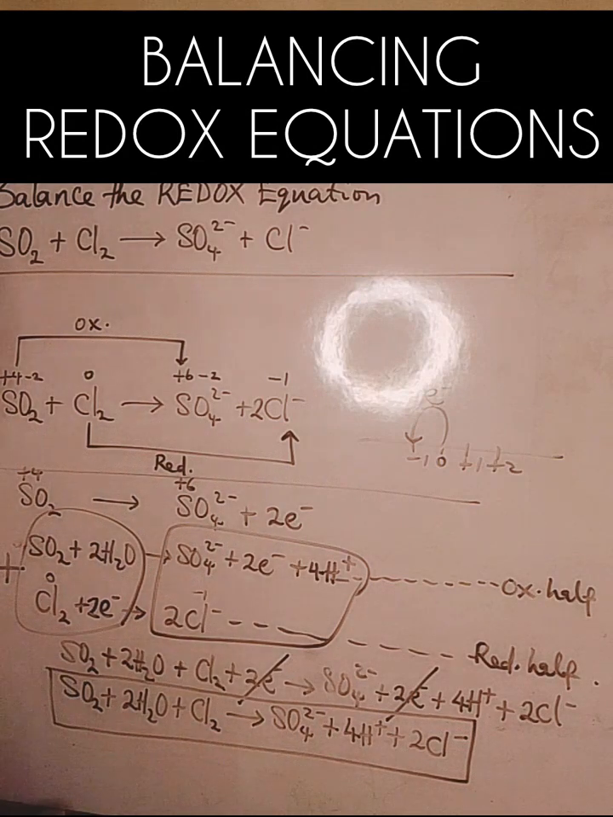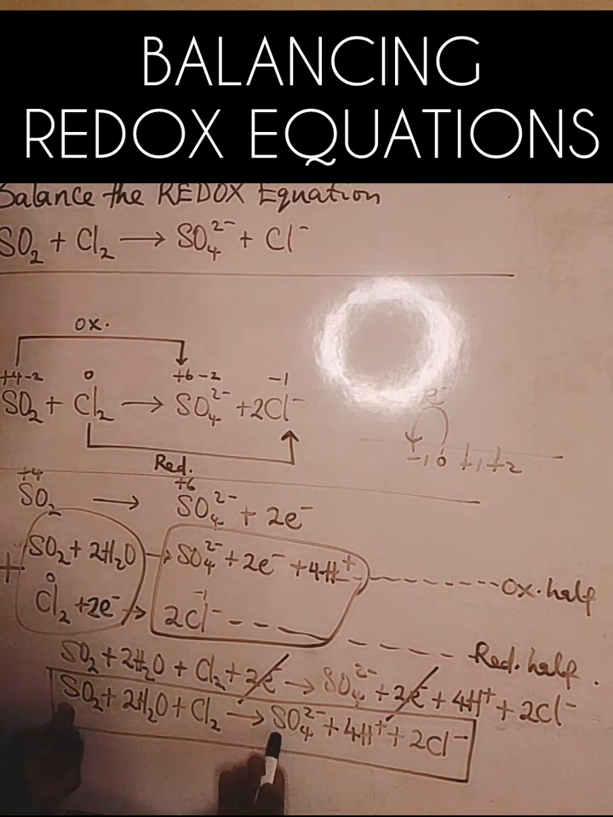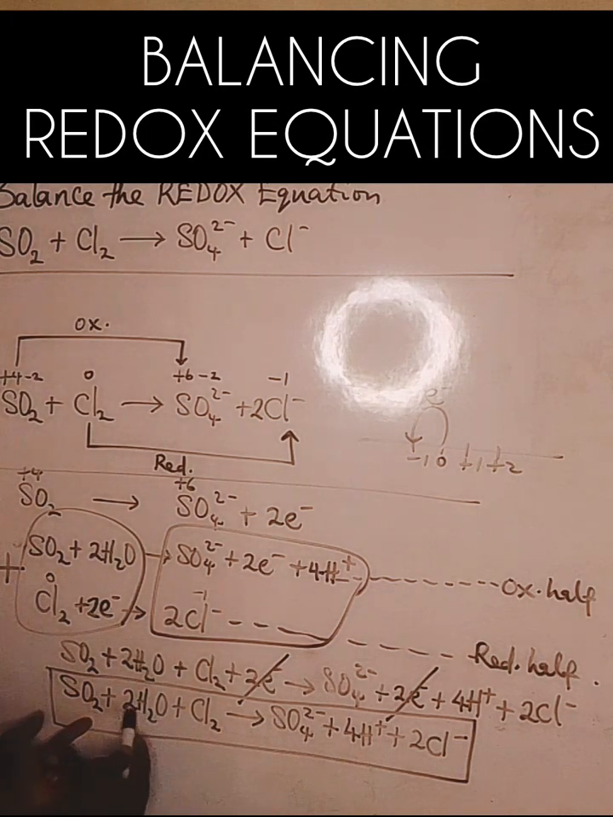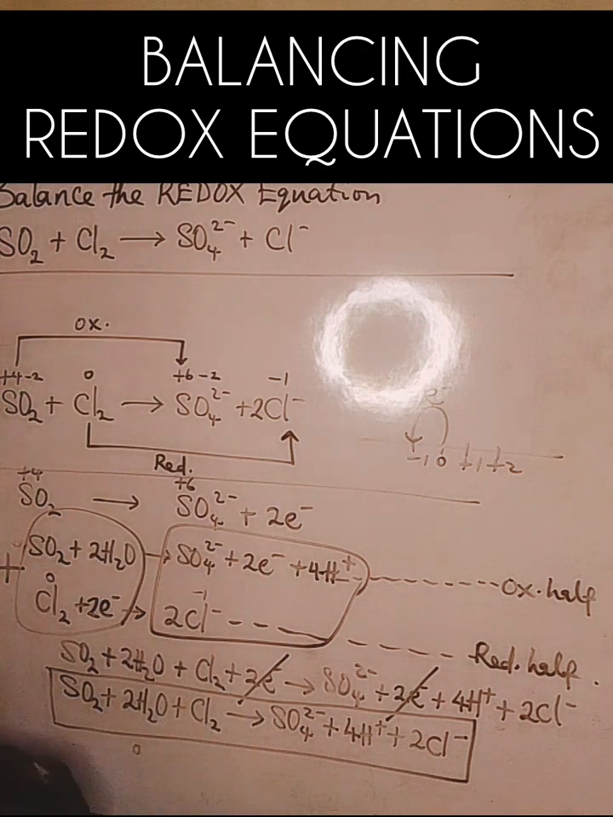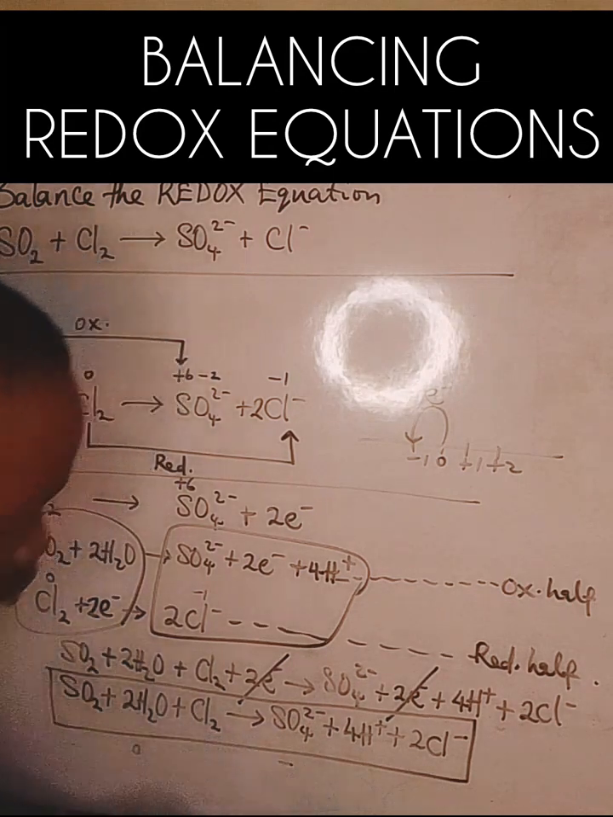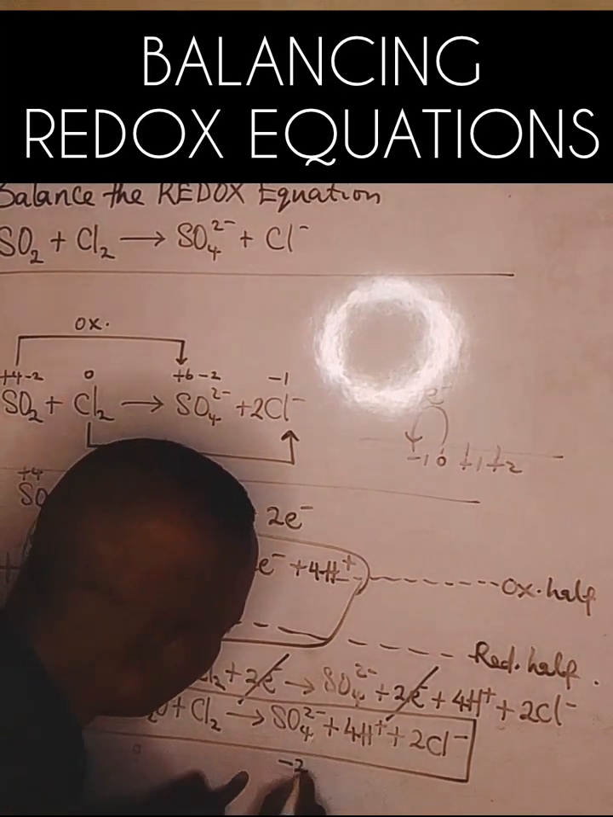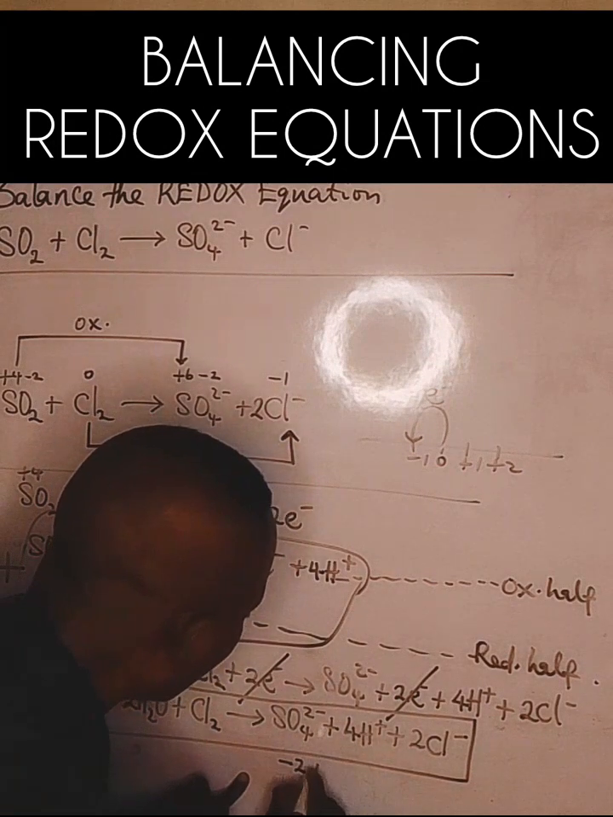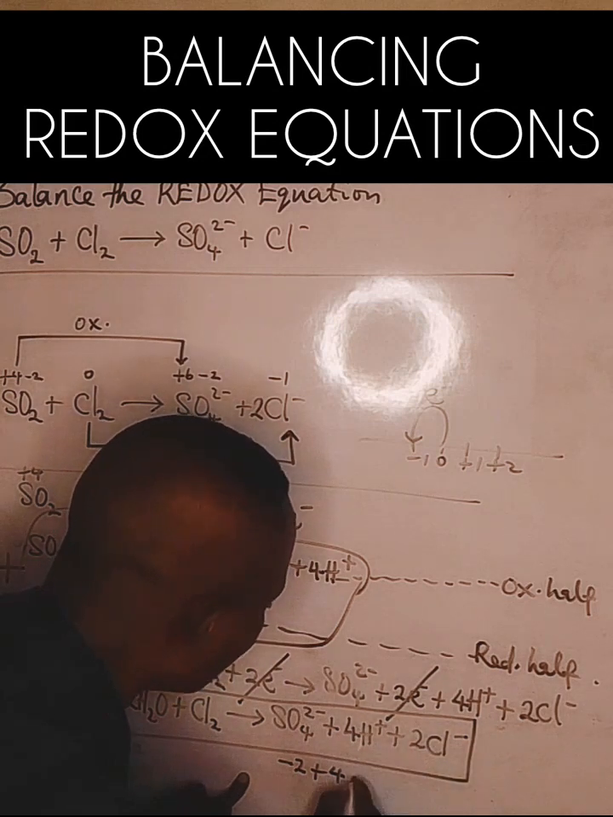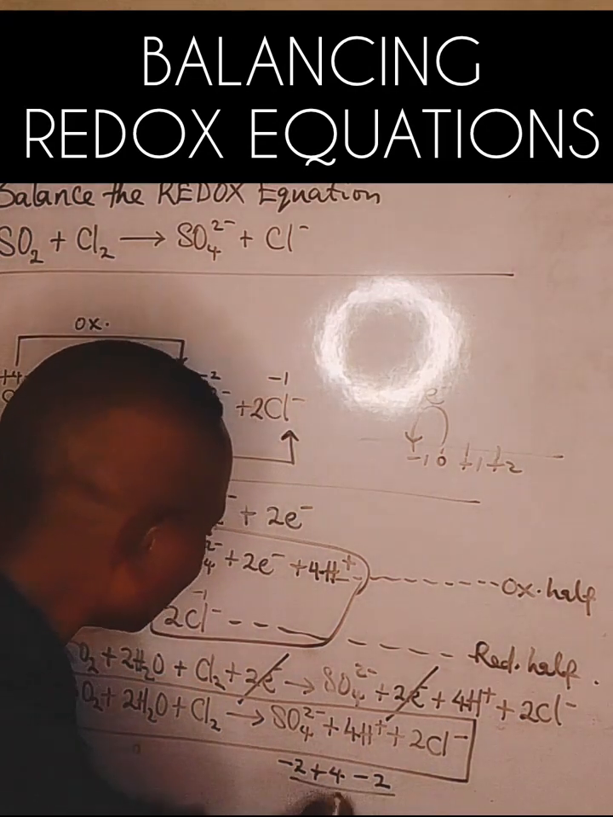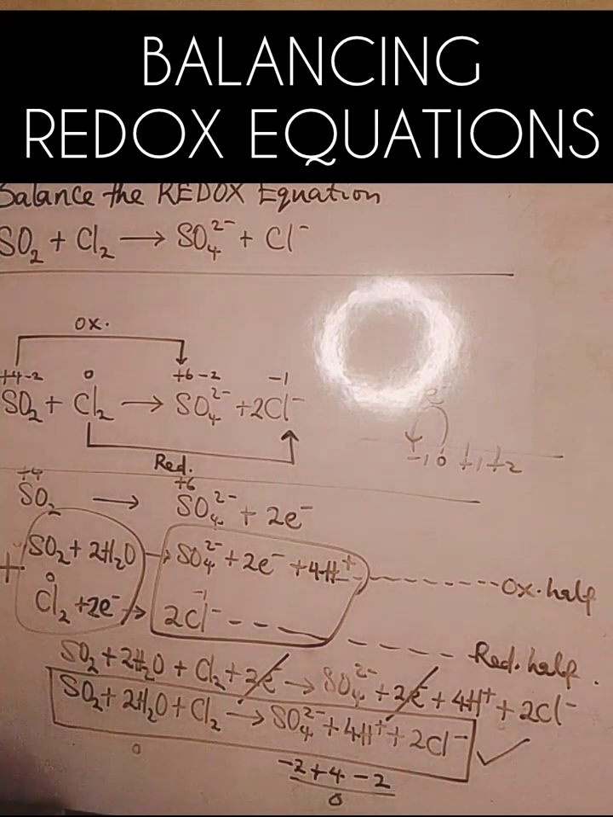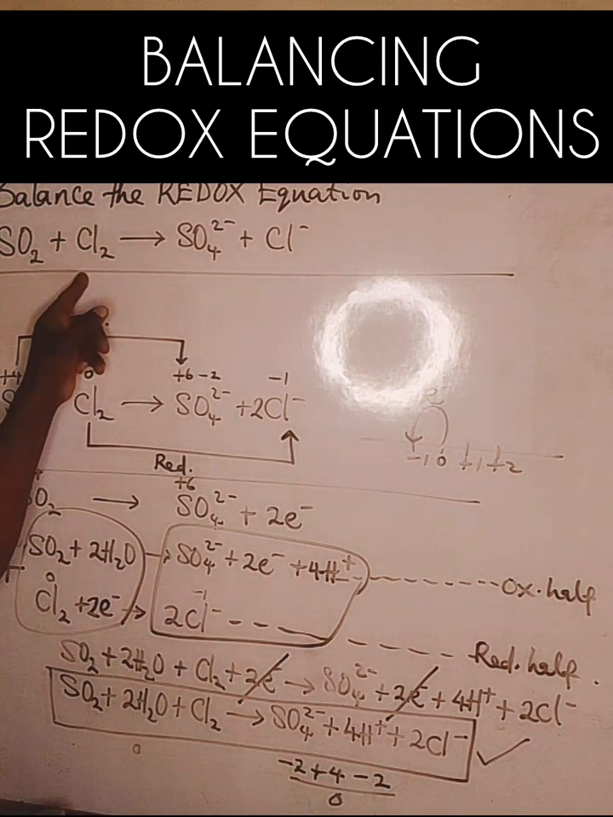Balanced, why? How? Sulfur is 1 here and 1 there. Oxygen is 2 plus 2, 4, and 4 here. Hydrogen is 2 times 2, 4, and 4 here. Chlorine is 2 here, and 2 here. The total charge here is 0, because there is no charge. The total charge here is minus 2, plus 1 times 4, plus 4, minus 1 times 2, minus 2. Minus 2 plus 4 is plus 2. Plus 2 minus 2 is 0. Therefore, this is the balanced form of this equation.